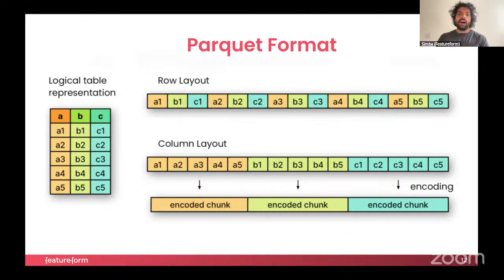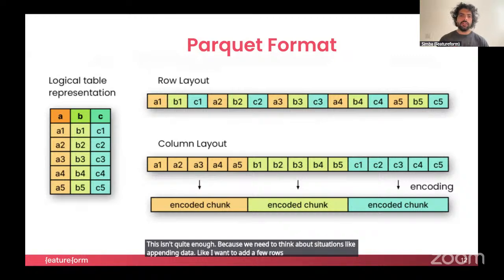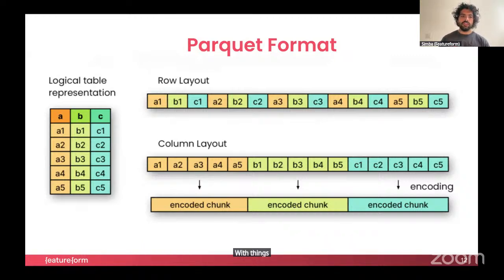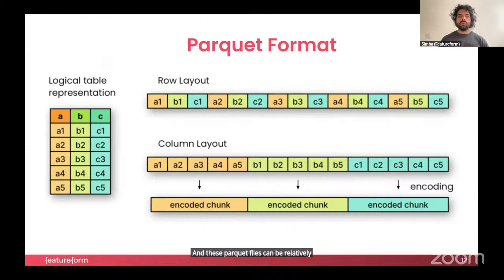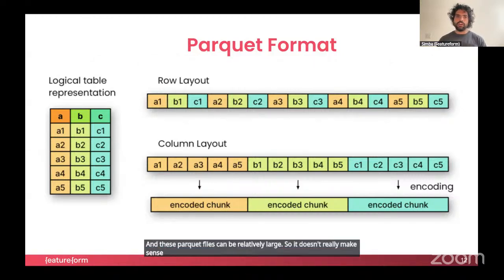This isn't quite enough because we need to think about situations like appending data. Like, I want to add a few rows to this Parquet file. With things like S3, you can't really just append to a file. Files are immutable once they exist. And these Parquet files can be relatively large. So it doesn't really make sense, if I'm adding 3 rows, to have to rewrite the entire file plus 3 rows. What I would rather do is append maybe a new file. So I have file one, which is my initial, and file two, which is the few rows I added, and I can work that way.